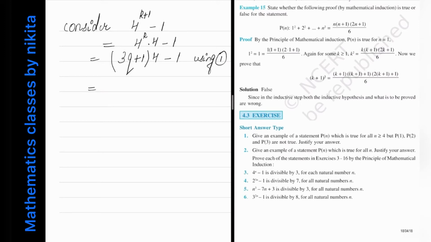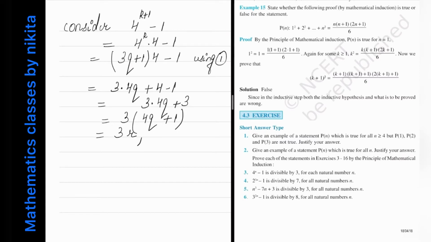Now we have to prove that this is also some multiple of 3, so 3 into something should come. Therefore I will try to write it in this form. Open the bracket, what will you get? You will get 3 into 4q plus 3. And now I can take 3 common. So you will get 3 times 4q plus 1, which is equal to 3 times r, where I am calling 4q plus 1 as r, and this is again a natural number because q was a natural number, so 4 times q plus 1 is also a natural number.